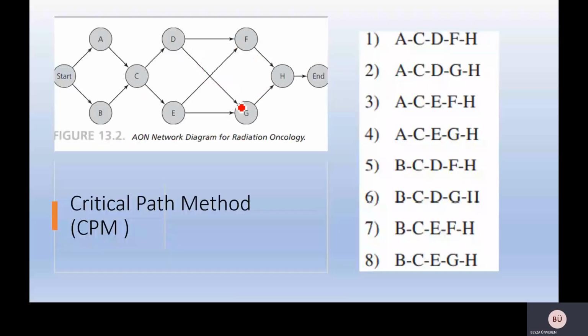Critical path method, which is CPM. One of the main features of the network diagram is that it shows the sequence in which activities must be performed. On an AON network, it's customary to add a start node preceding the first activity to mark the start of the project, and an end node to mark its conclusion. Figure 13.2 shows that activities A and B must be completed before activity C can begin.